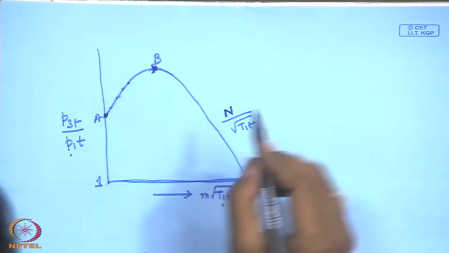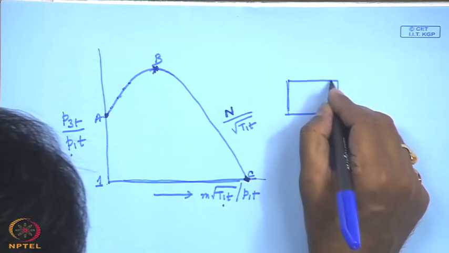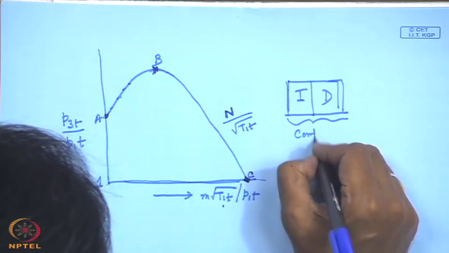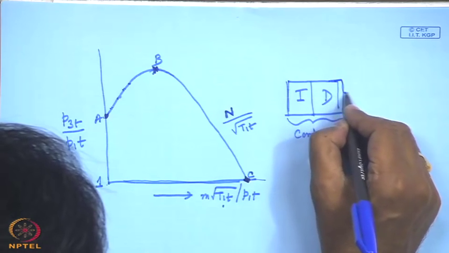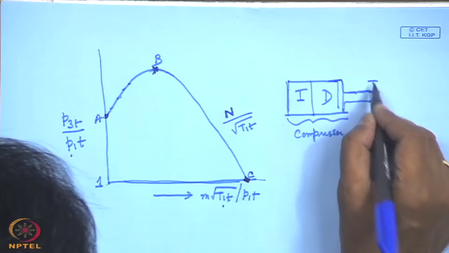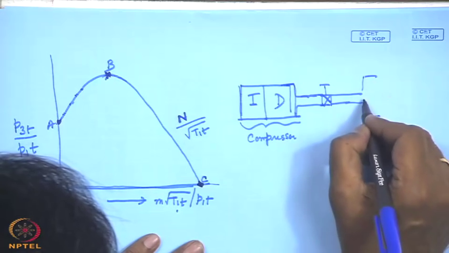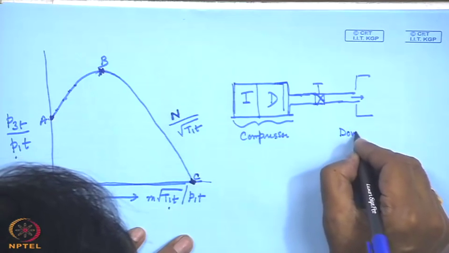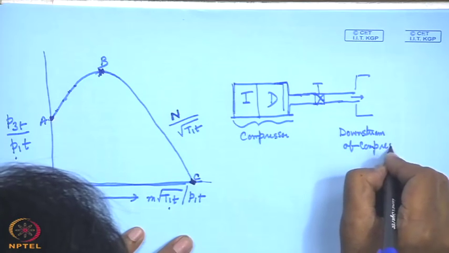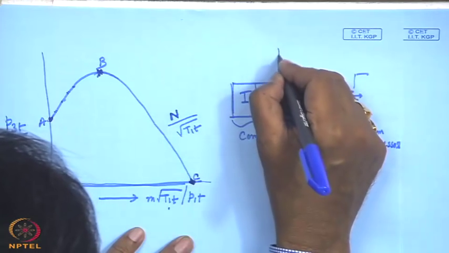How do I explain it? Now let us consider a compressor like this. This is the impeller, this is the diffuser, this is totally the compressor. Try to understand this compressor. This is the delivery, and we control a delivery valve here, and this is further downstream of the compressor where the compressor is discharging air. The two things you have to understand are the compressor and the downstream of the compressor, and this is the compressor delivery end.